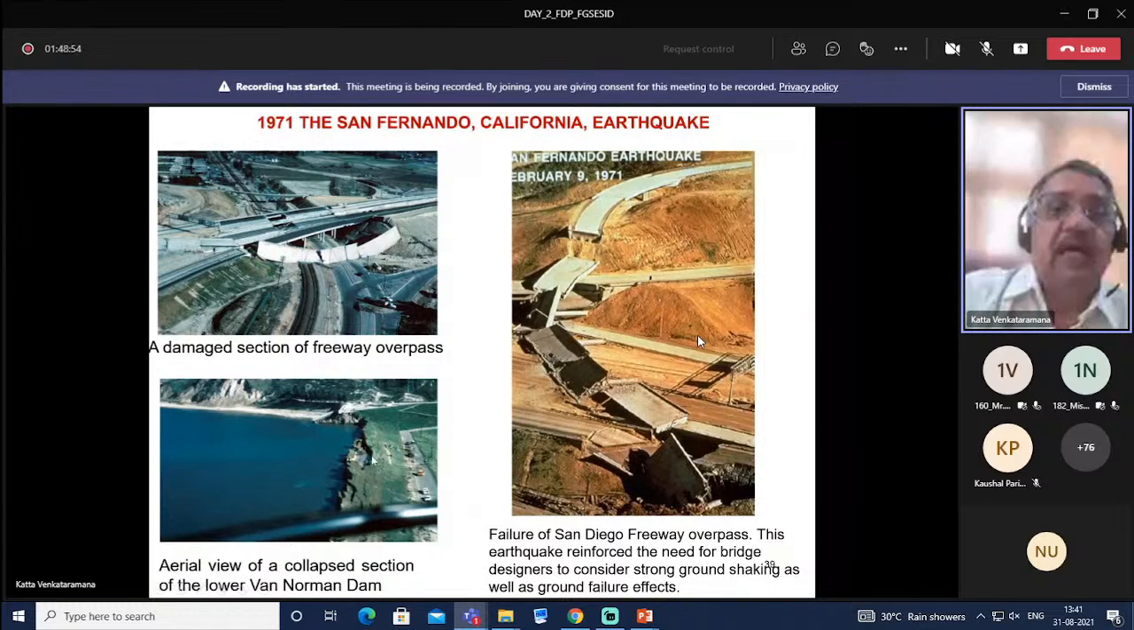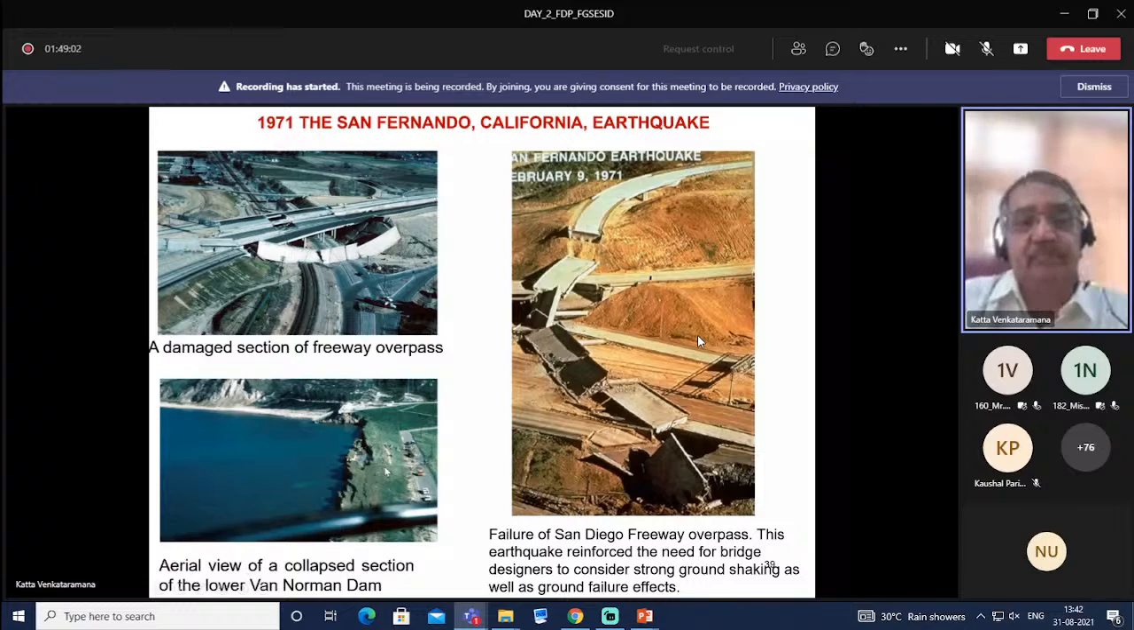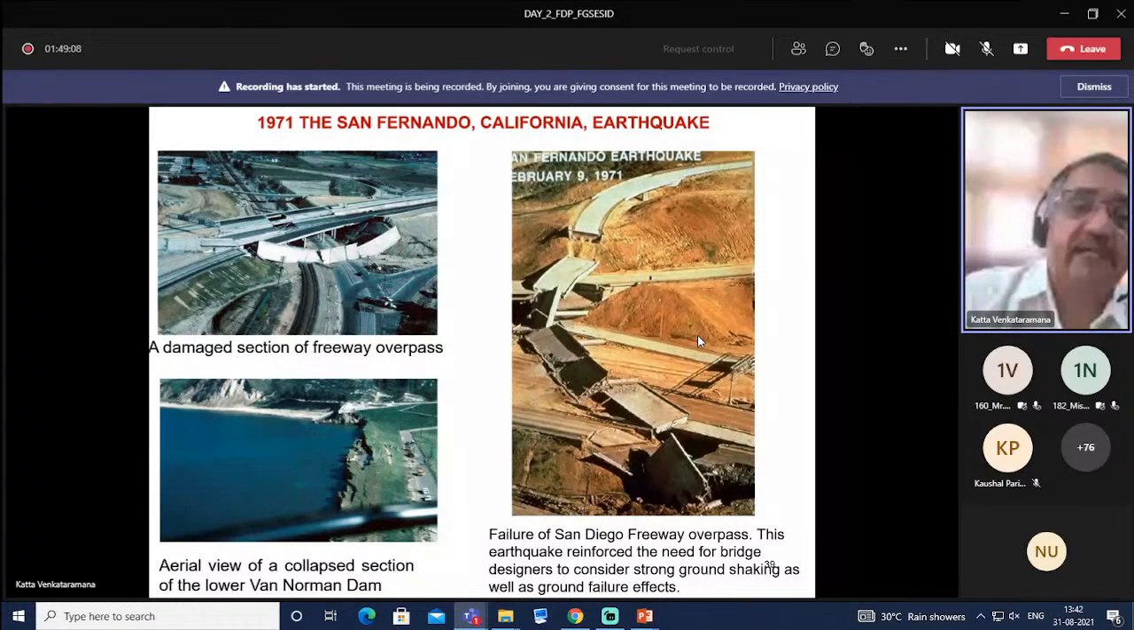And during this earthquake, a dam also got damaged. Aerial view of a collapsed section of the Lower Van Norman Dam. Any failure of a dam results in a large secondary disaster downstream, as the river may get inundated.